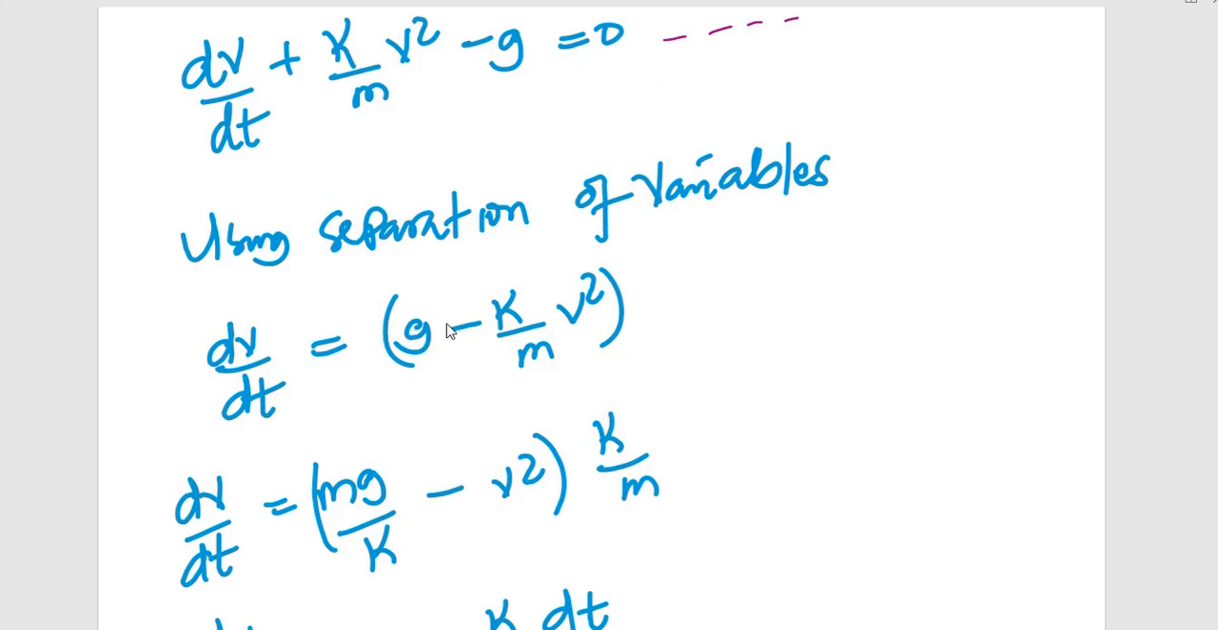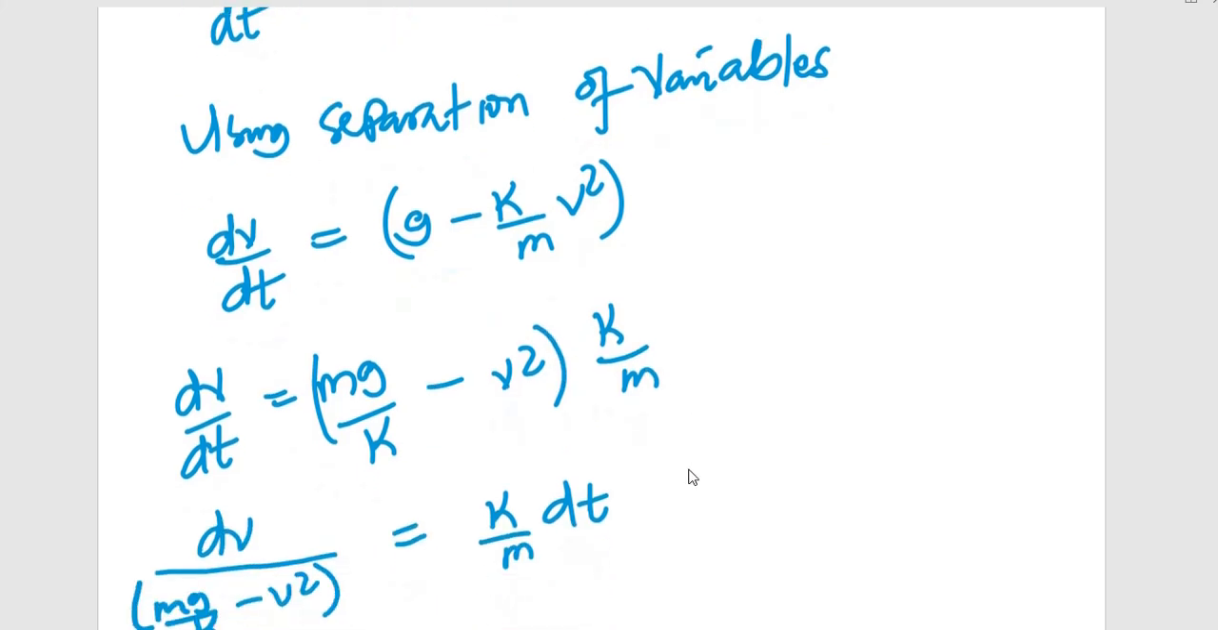if I take these values to the other side, I will remain with mg. It is actually going to be (g minus kv squared) over m. But now I want to keep v squared here. I want to create a v squared and also create a constant here so that it makes my life easier. So what I do, I factorize k/m outside the brackets, so that dv/dt is equal to (mg/k minus v squared) times k/m.